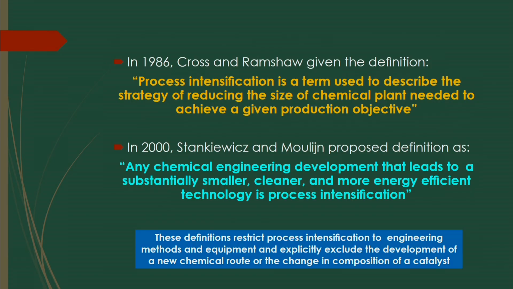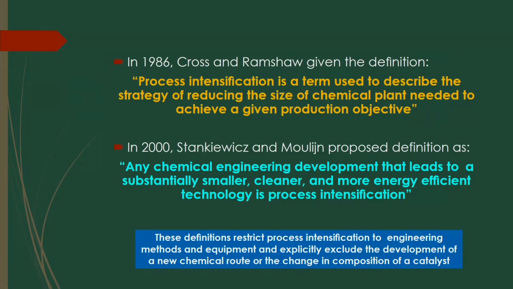Later on, after 3 years, in 1986, Cross and Ramshaw again gave a definition. They said that process intensification is a term that will be used to describe the strategy of reducing the size of the chemical plant needed to achieve a given production objective, to give the process plant in such a way that it will occupy less space and give more production.